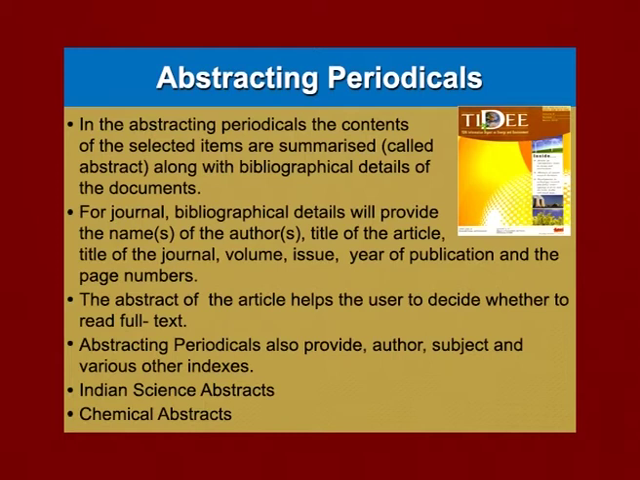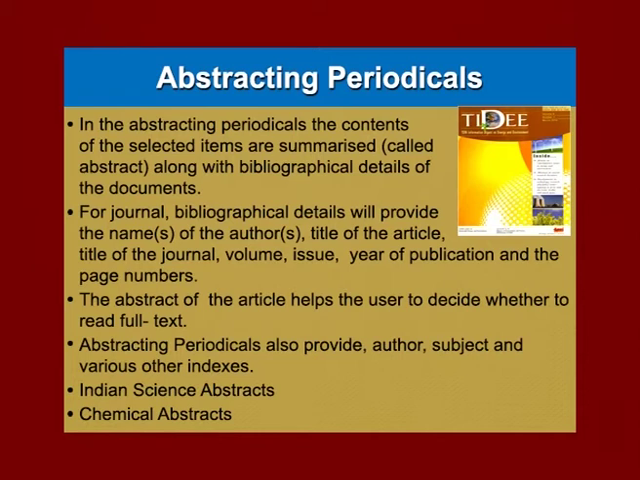In abstracting periodicals, the contents of the selected items are summarized in the form of an abstract along with their bibliographical details. For journals, you have to put the bibliographical details like name of the authors, then title of the articles, title of the journal, volume, issue, year, page numbers and so on. The abstract of articles helps one to reach the main original article if required.